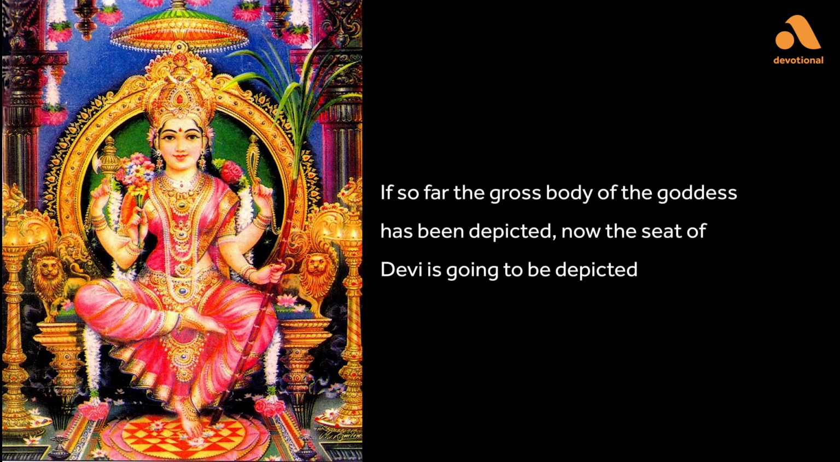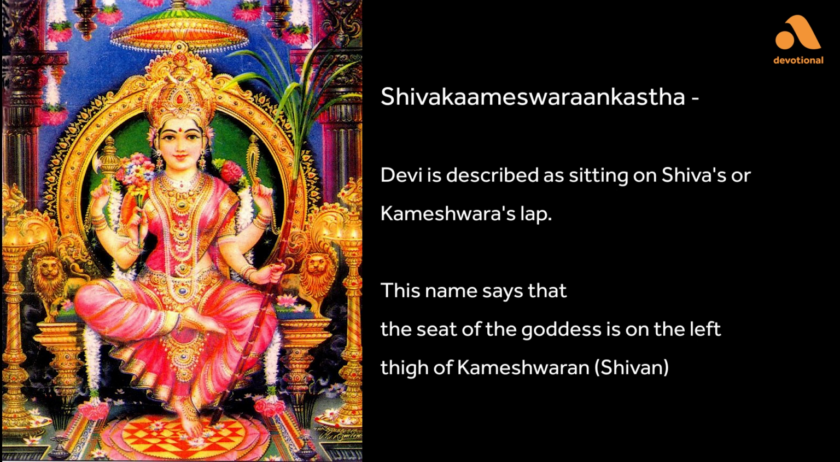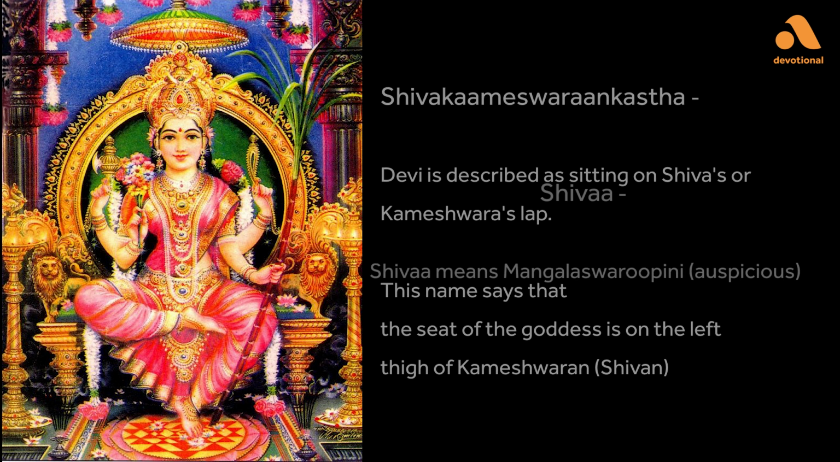If so far the gross body of the goddess has been depicted, now the seat of Devi is going to be depicted. Shiva Kameshwara Angastha. Devi is described as sitting on Shiva's or Kameshwara's lap. This name says that the seat of the goddess is on the left thigh of Kameshwaran, that is Shivan.